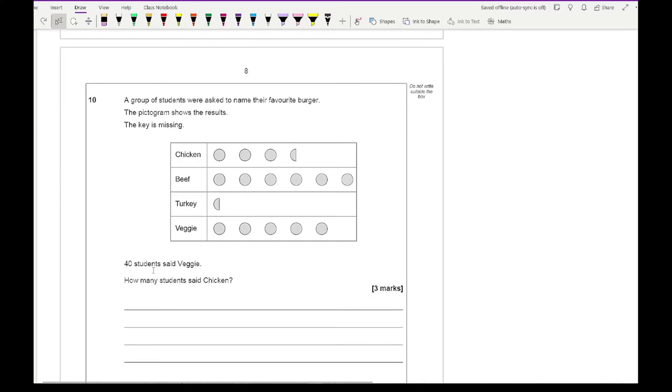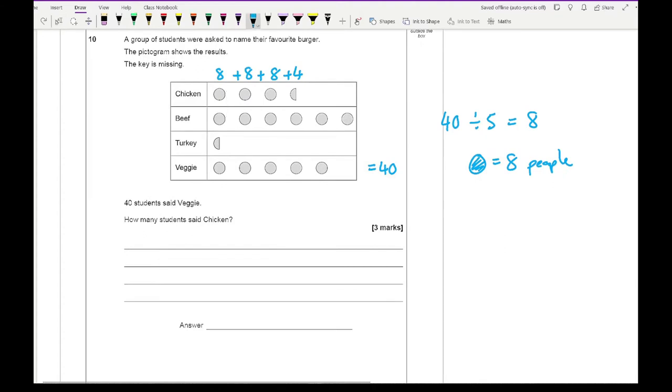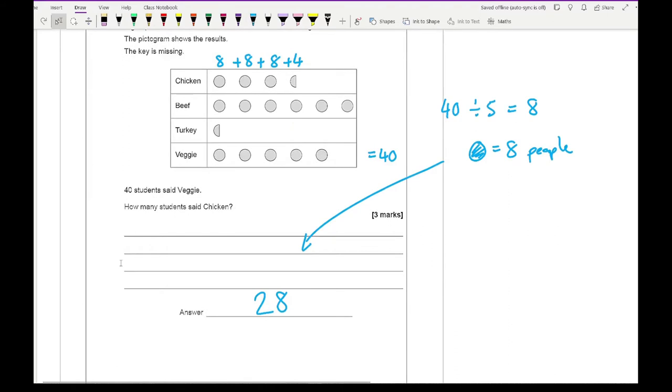For question 10, it says a group of students were asked the name of their favourite burger. The pictogram shows the results. The key is missing. And so we know that the veggie burger equates to 40 people. So here we've got 40 people divided by 5 circles equals 8. So 1 circle equals 8 people. And the question is asking us how many people chose chicken. Well, that's going to be 3.5 circles. So that's going to be 8, 8, 8 and 4. So if I add all those 4 numbers up, I get an answer of 28. And again, all your working out needs to be in this little area here.